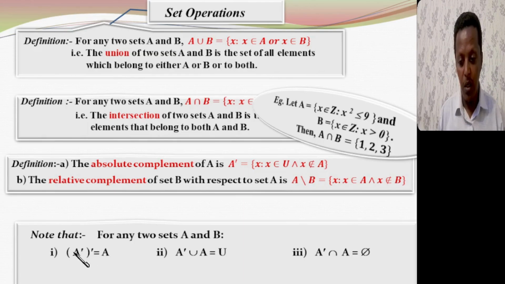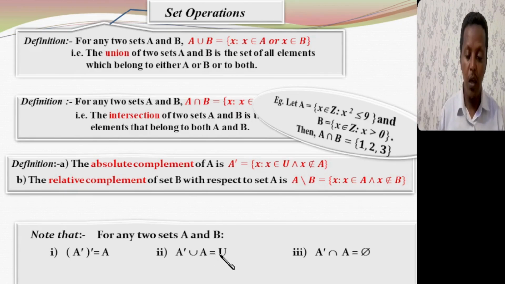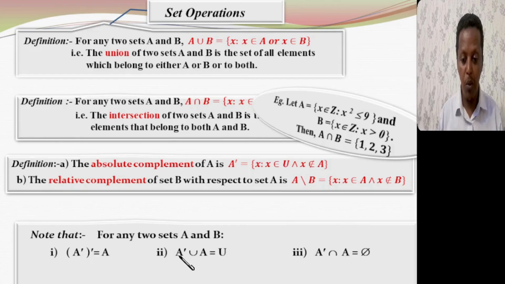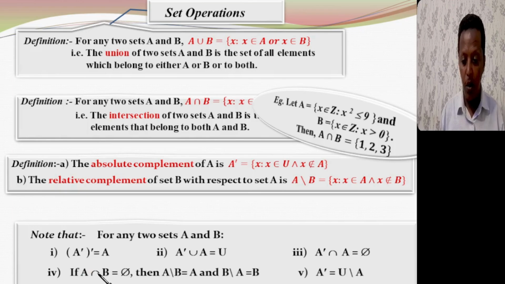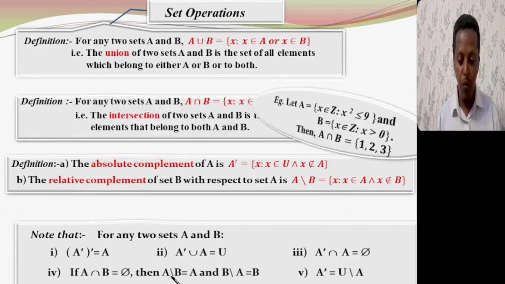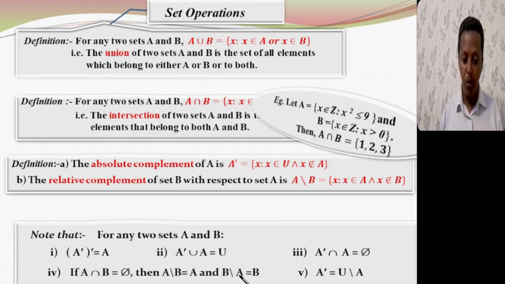That means the complement of A complement will be what? A. And the union of A complement with A will give us what? The universal set, because A complement means all elements which are in the universal set but not in set A. Union with the elements in A, it will give you the universal set. And from the definition, A complement and A are disjoint sets, so their intersection is the empty set.